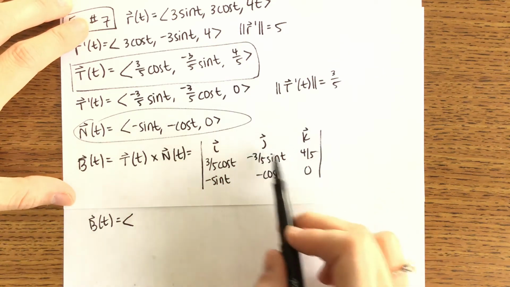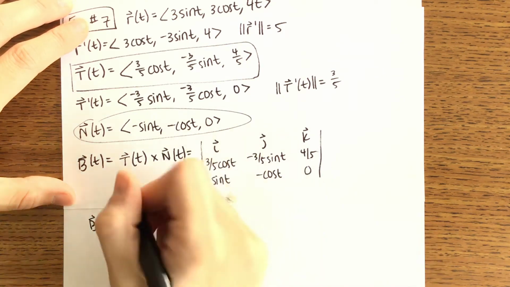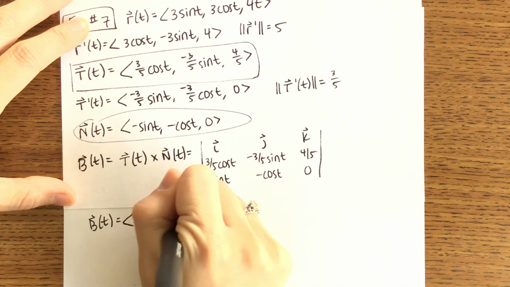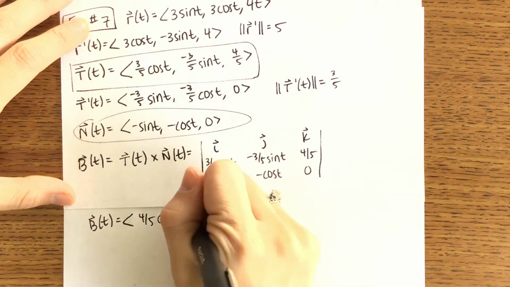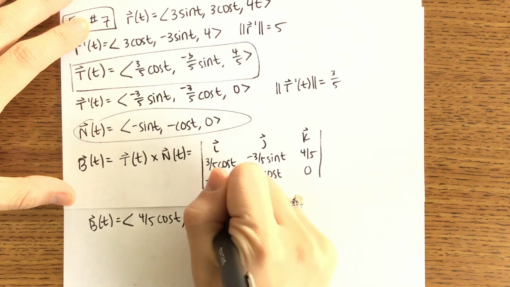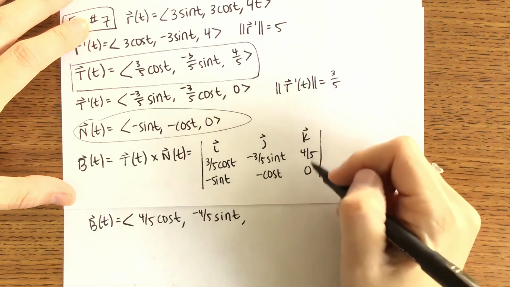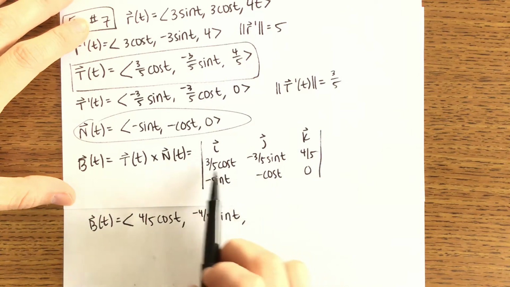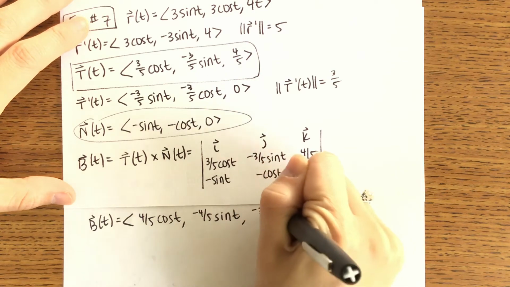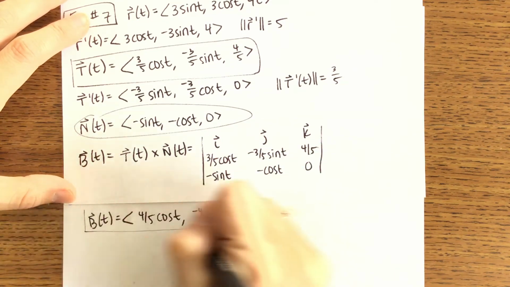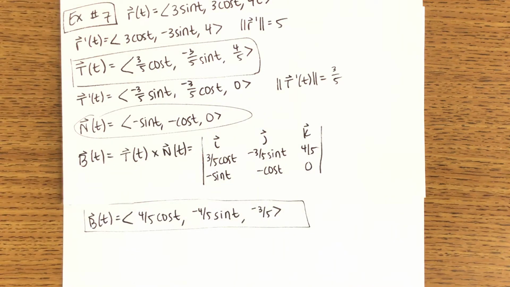Okay, so in this case, I'm going to multiply this way and subtract multiplying that way. So I get 4/5 cosine t. Here I get 0 minus negative 4/5 sine of t, but remember with j, you flip the sign. Here with k, I get negative 3/5 cosine squared t minus 3/5 sine squared t, which is negative 3/5. So that would be our binormal vector. Now remember, the binormal vector is always going to be a unit vector, so we don't have to make that unit, it already is.